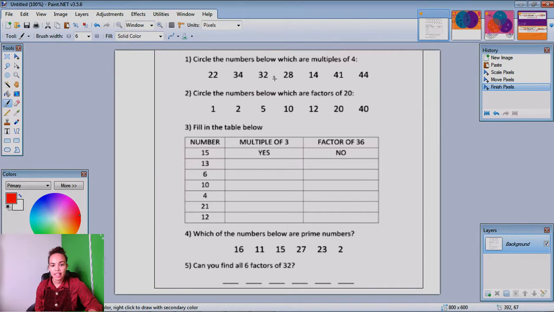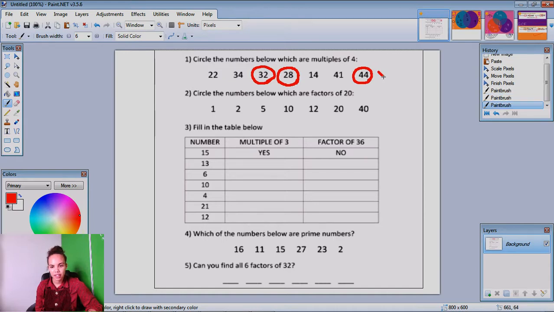4 times what is 32? Okay, we know that it's 4 times 8. That's why I said the 8. Okay, 4 times 7. That means that 28 is a multiple of 4. 4 times what is 14? 4 times 11 is 44. We know that's times 11. Okay, so this one would be like 4 times 11.